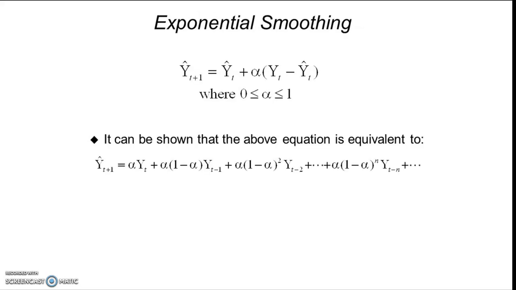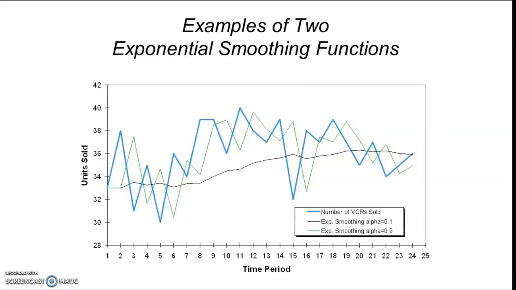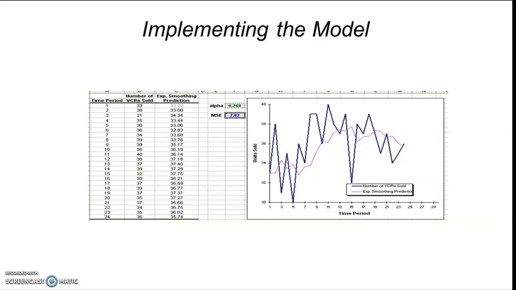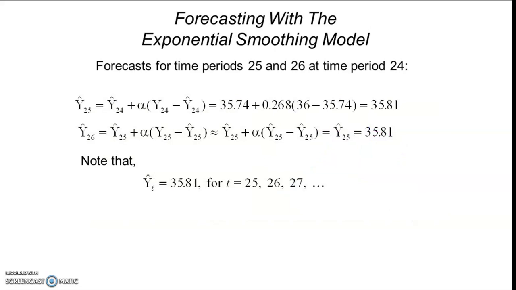This is exponential smoothing, and it can be shown that the above equation is equivalent to the below equation, that is yt plus 1 hat is equal to alpha yt plus alpha into 1 minus alpha yt minus 1, and so on. These are examples of two exponential smoothing techniques. The blue one is the number of VCR sold, and this black line shows exponential smoothing where alpha is equal to 0.1, and the green line shows exponential smoothing when alpha is equal to 0.9. And this is how we implement the model. And this is forecasting with the exponential smoothing model again.